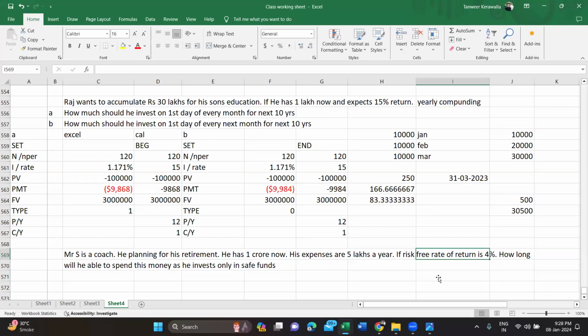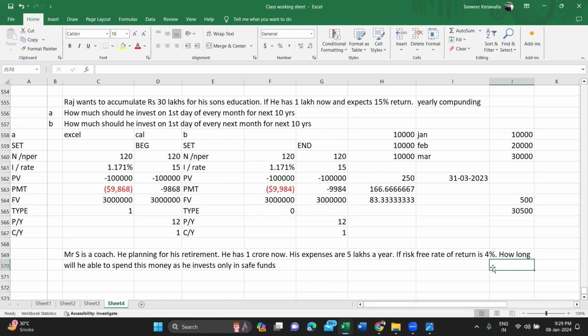That's why we are giving 4%. Risk-free means safe investments, no risk of any loss or exposure, right? Government investments or savings account, something like that. So 4% he is going to get. He invests only in safe funds. He has 1 crore rupees now. His retirement is on the way, and he has 5 lakhs a year expenses. So for how long can he pull on this 1 crore rupees along with 4% return every year? That he wants to see.